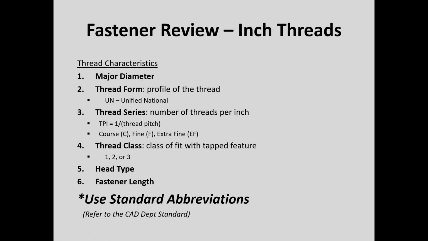When we're dimensioning fasteners, threads, there is a standard way that we represent those dimensions. For inch threads, we're going to include notation for the major diameter, the thread form, that is the shape of the thread, the thread series, that means the number of threads per inch, the thread class, so how it fits with a mating thread, the head type, and the fastener length. So these are the 6 ingredients that a thread dimension, a fastener dimension, must have.